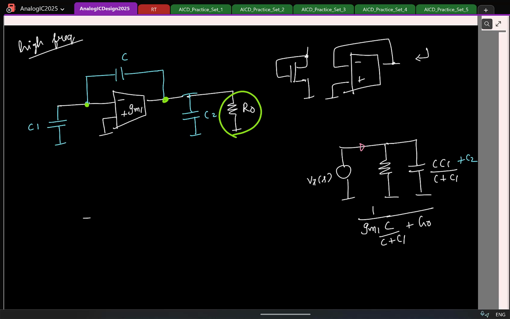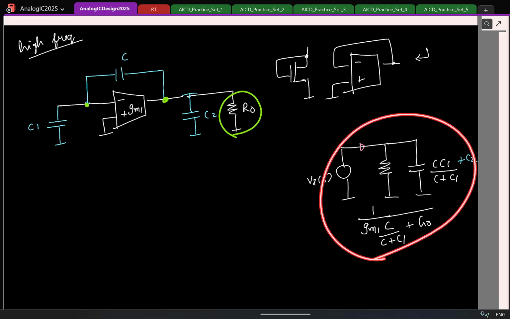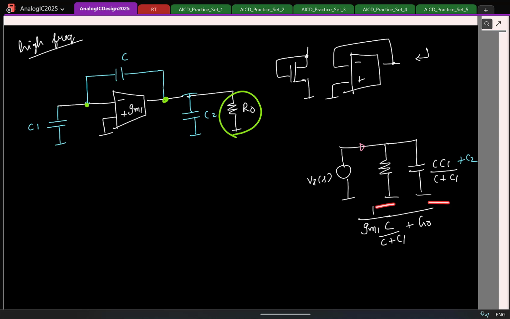So now we can try to write the pole location. This is a first order system. So what is the pole location? I have R and C. Yeah, let's write it as conductance. What is the conductance of this fellow? It is Gm1 times C by C plus C1 plus G0, divided by the capacitance. This is going to be my high frequency pole.